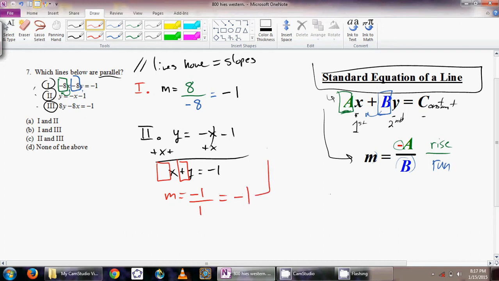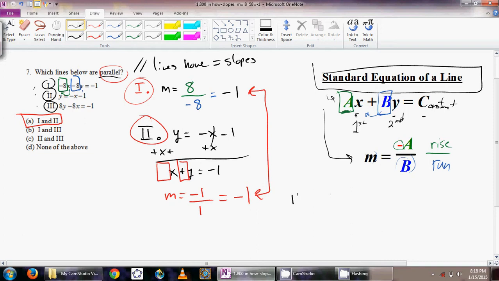These lines are parallel. I can actually stop because I've identified the lines that are parallel. In my multiple choice, only one of these can be correct. So I know lines 1 and 2 are the correct choice. So lines 1 and 2 are parallel. If you're satisfied, you can stop here.